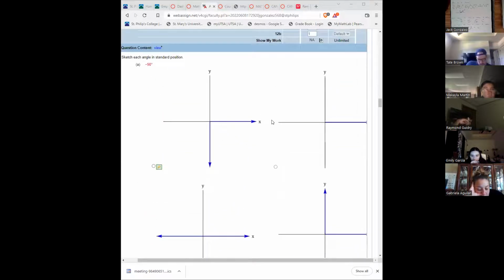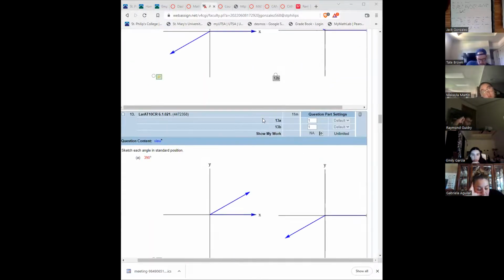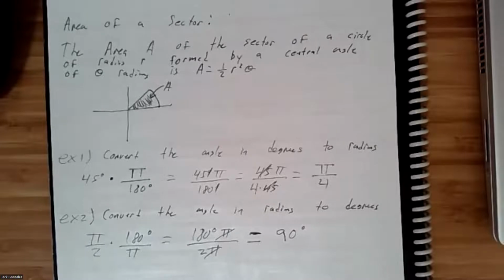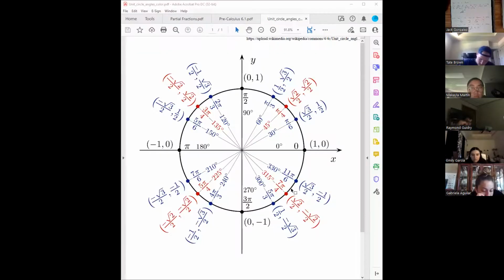All right, so negative 90. I'll let you do that one. 390 though, that's interesting. That's bigger than 360, right? So that means I went all the way around and then 30 more, correct? So let's look at our circle that I sent you. So this is starting at 0. Over here, I hit 180. I go all the way back to where I started, 360. So 390 would be here, right?